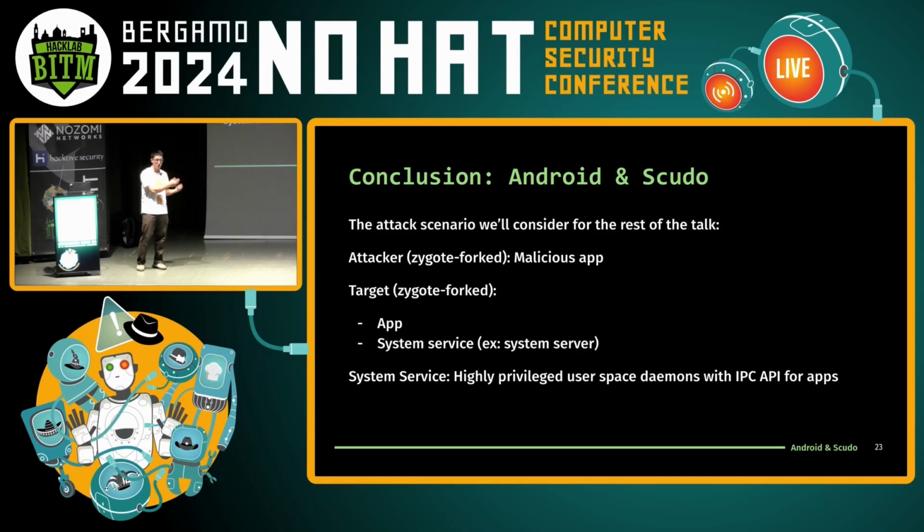But there are also system services that are forked from the Zygote process. These system services are highly privileged user space processes that are used by apps to talk to the hardware. They are usually implemented in C++, so there's a very high chance there's a memory corruption vulnerability there. So just to conclude, in the main production deployment for Scudo, in a very common attacker scenario, the security measures are basically nullified because of this forking.